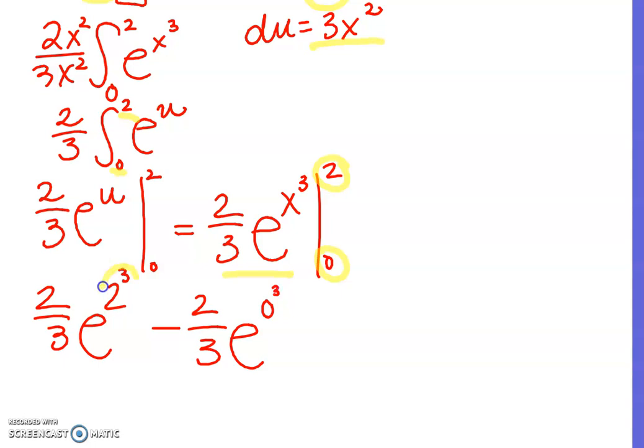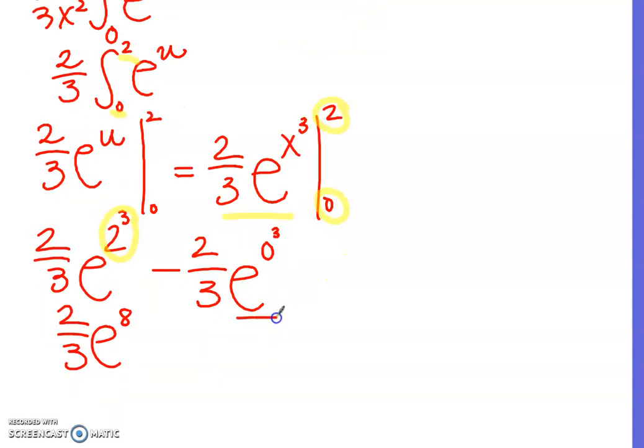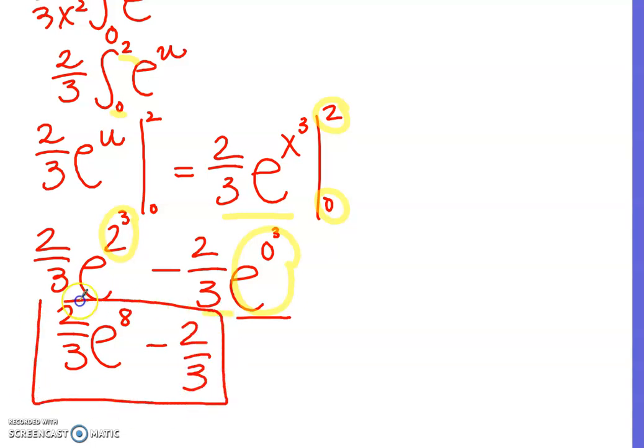So here that becomes, this is an 8, so 2/3 e to the 8th, and we're going to leave it just like that. And then this becomes e to the 0, which is 1, since anything to the 0 power is 1. So this is 1 times 2/3, which is just 2/3. So we leave it just like this.